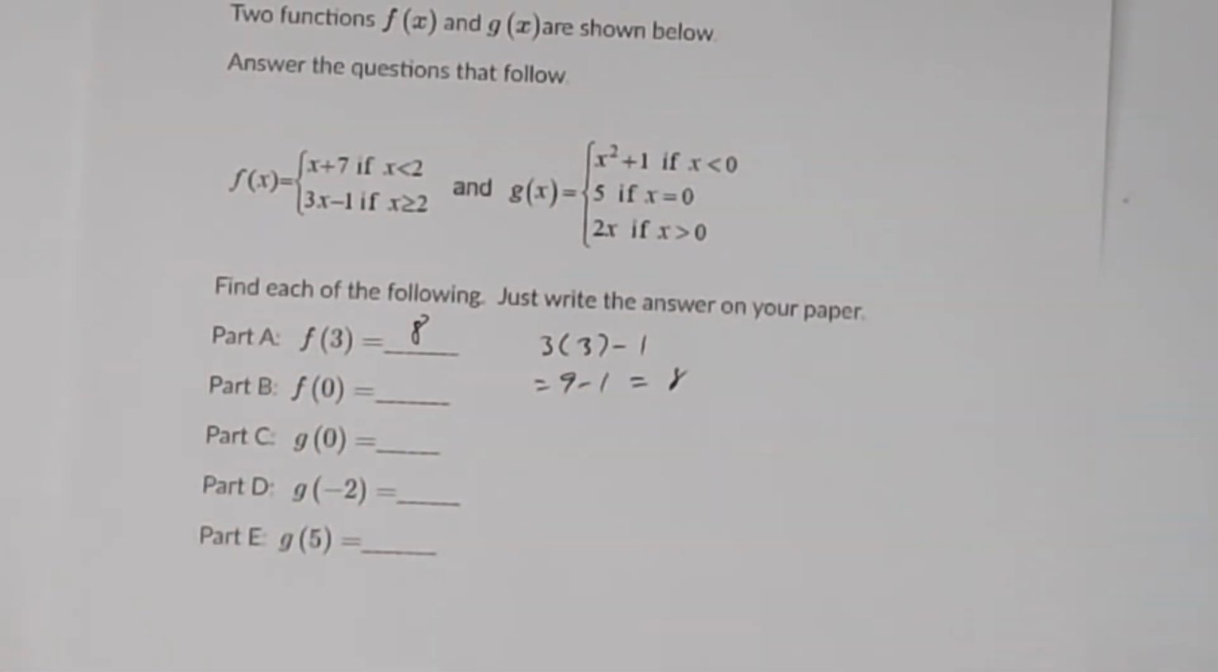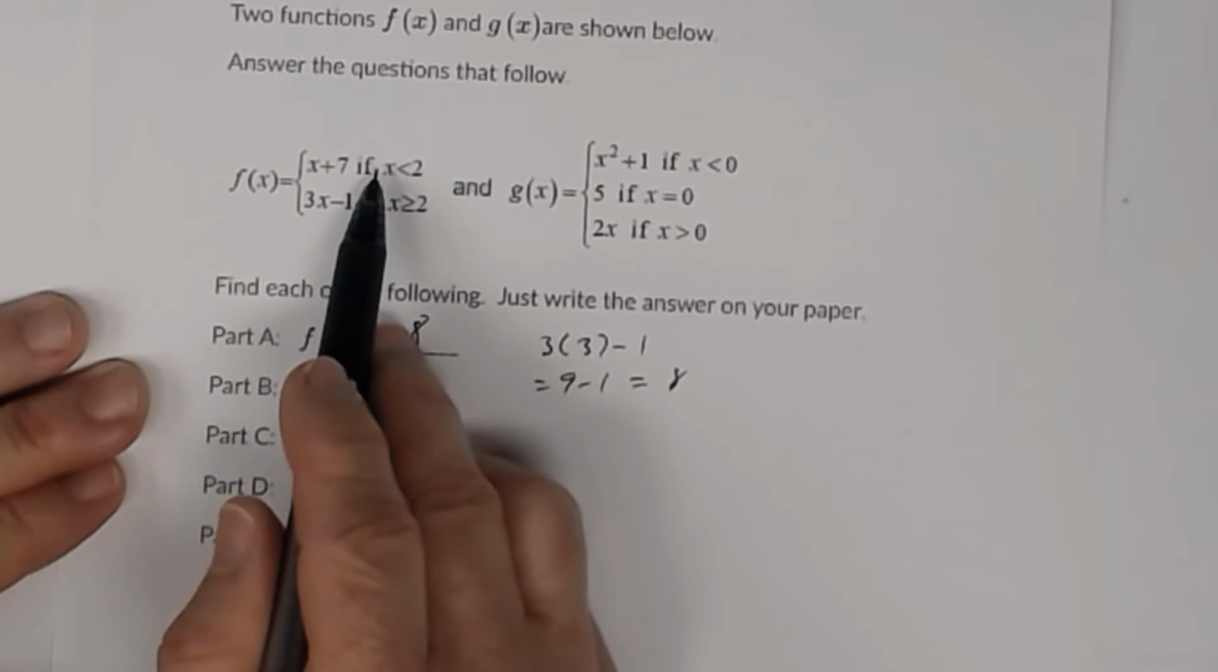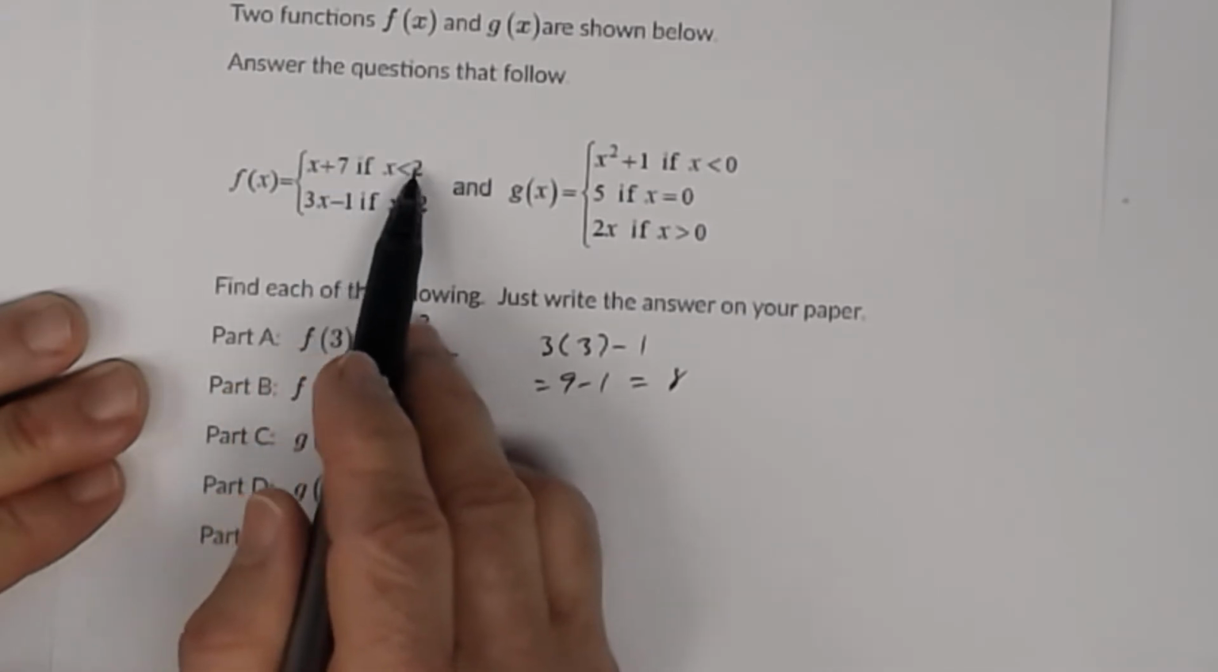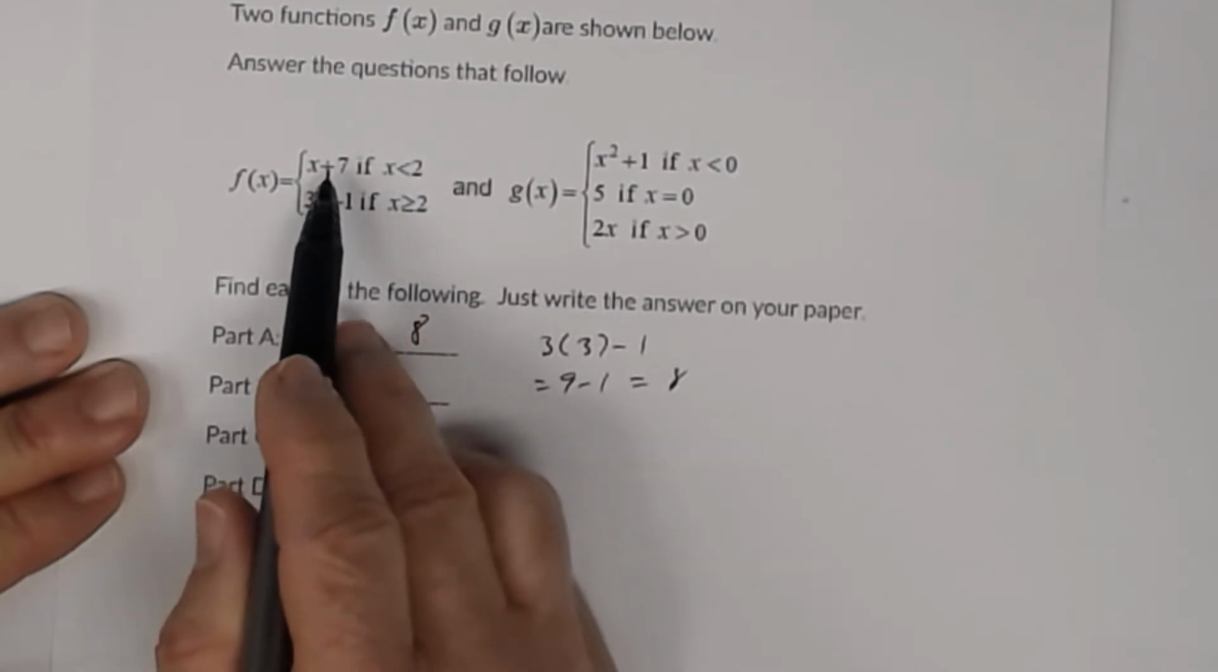Okay. Then the next one says you want to find f of 0. So still the same function. You're going to use function f, but this time the x value is 0. So x is 0 in this domain. See, you're going to use x plus 7 whenever x is less than 2. Well, x is 0, so 0 is less than 2. So you're going to use this one.